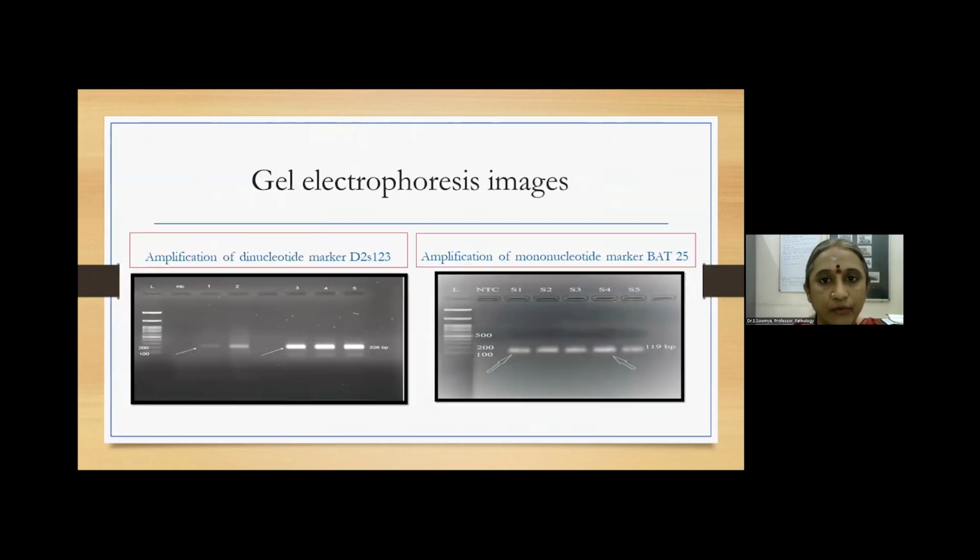These are the gel electrophoresis images showing the amplification of dinucleotide marker at 220 base pairs, and this is the amplification of mononucleotide markers at 190 base pairs.